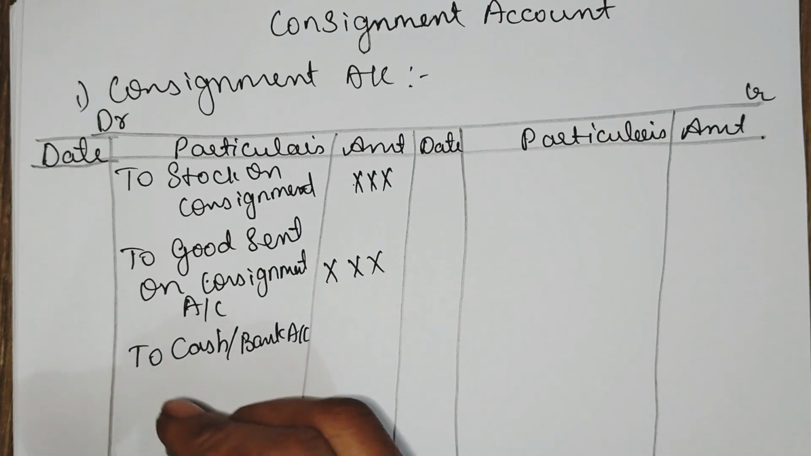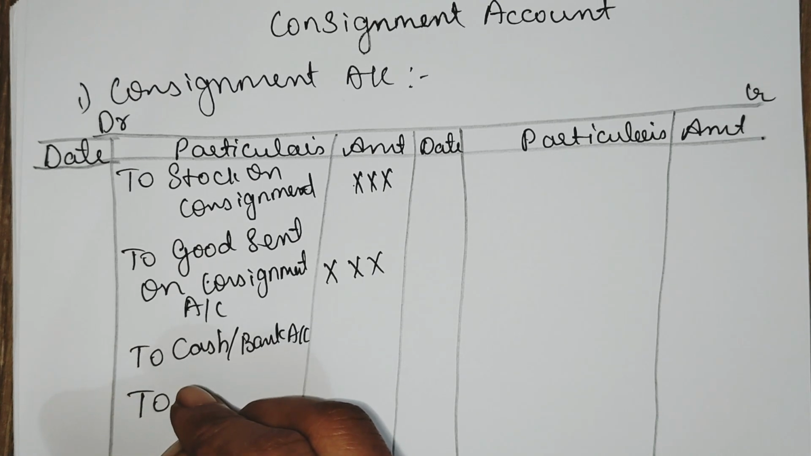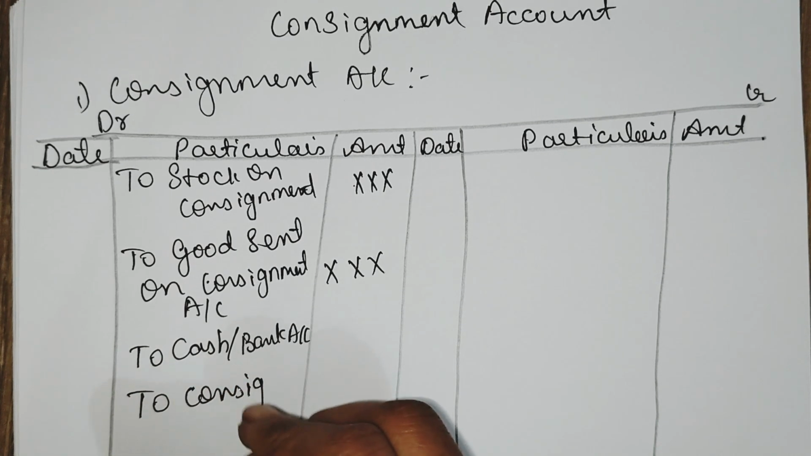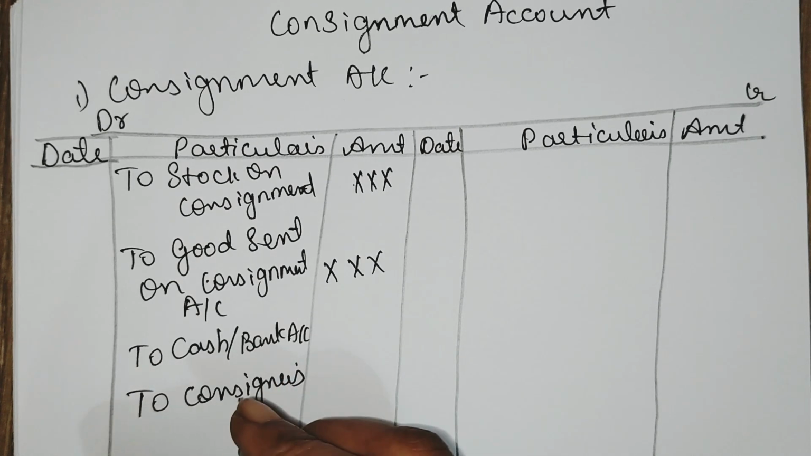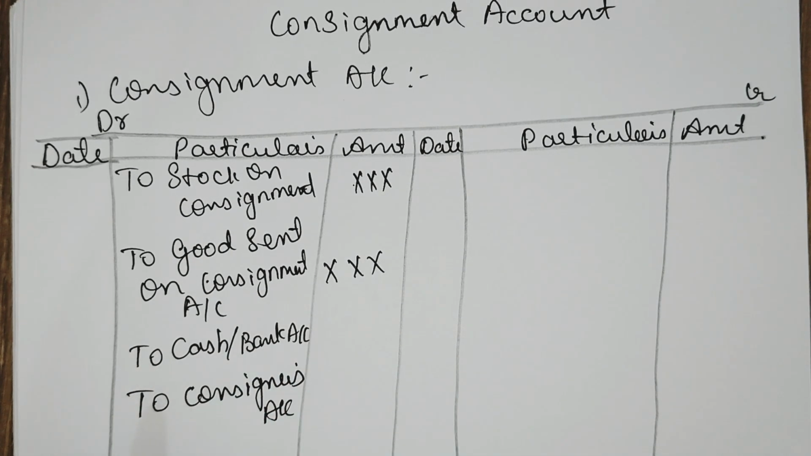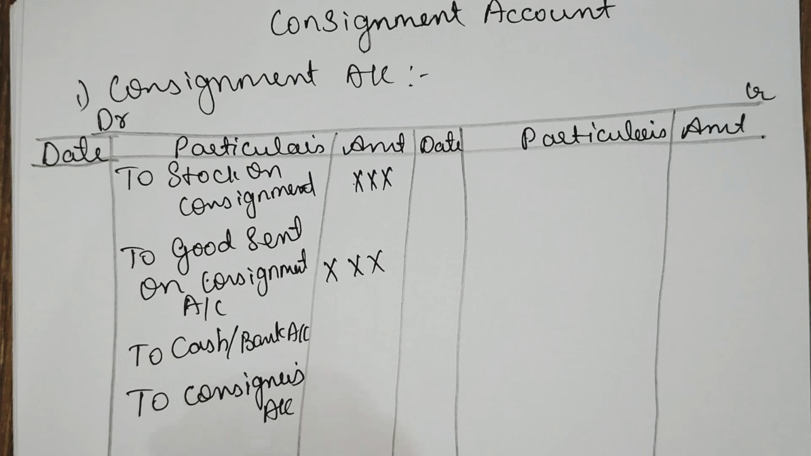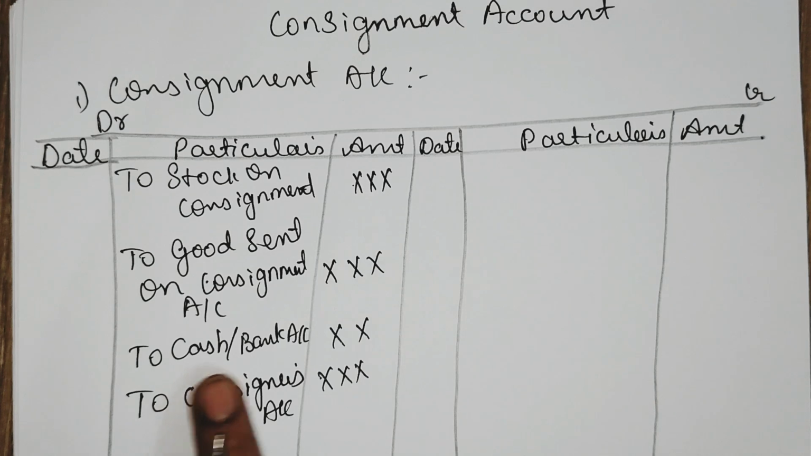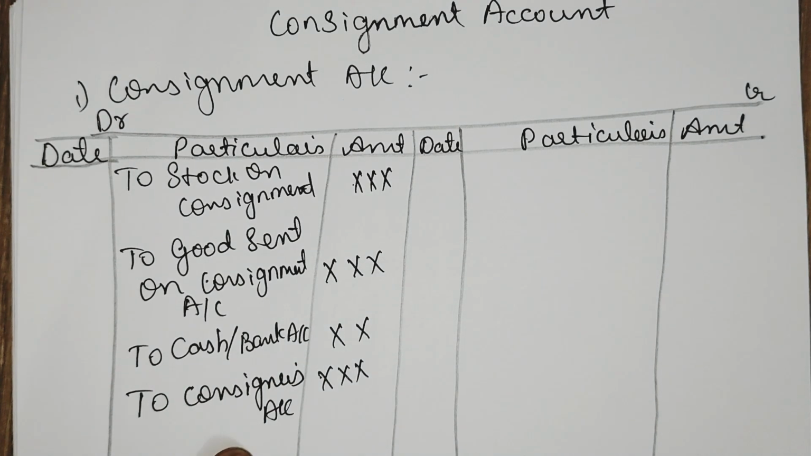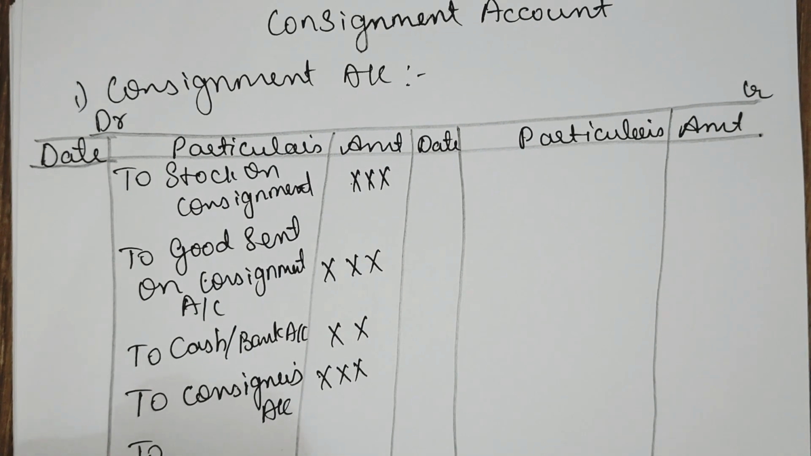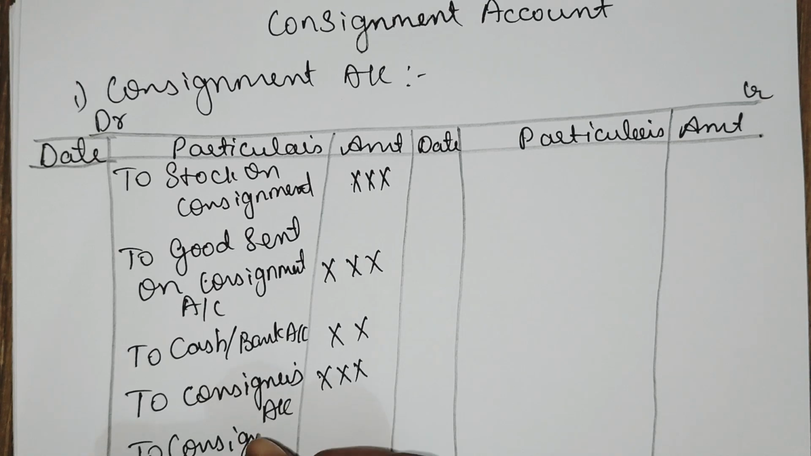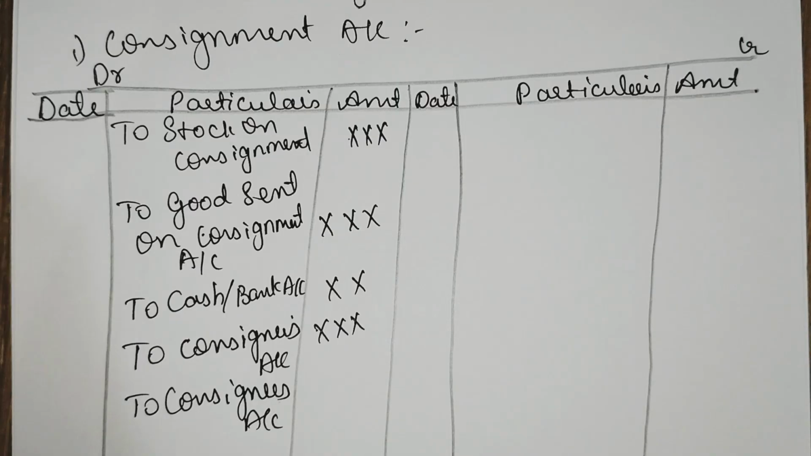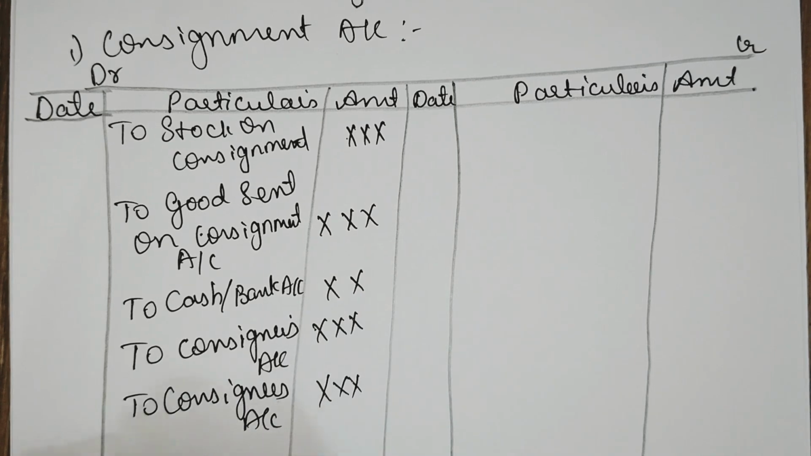Expenses paid by the consignee go to the consignee's account, because the consignor will reimburse the expenses paid by the consignee later. That is why it is an expense to the consignor. Expenses paid by the consignor will be debited with a credit to cash or bank account. Expenses paid by the consignee will be debited with a credit to the consignee's account. Then, any commission paid to the consignee will also be credited to the consignee's account.